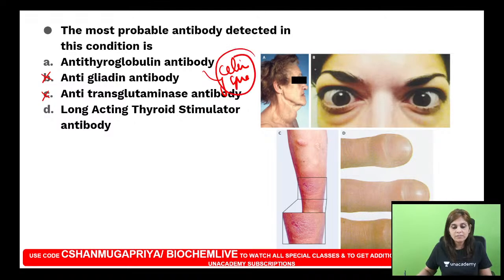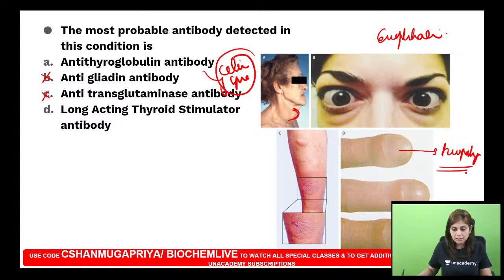So first, can we describe all these pictures? What are the pictures that you see here? Do you see a goiter here? Yes, you see a goiter here, and this is exophthalmos. Goiter with exophthalmos. And then what is this? This is pretibial dermatopathy. This is acropathy, which is nothing but clubbing. So what are the features that you find here? There is goiter, exophthalmos, pretibial dermatopathy, and acropathy.